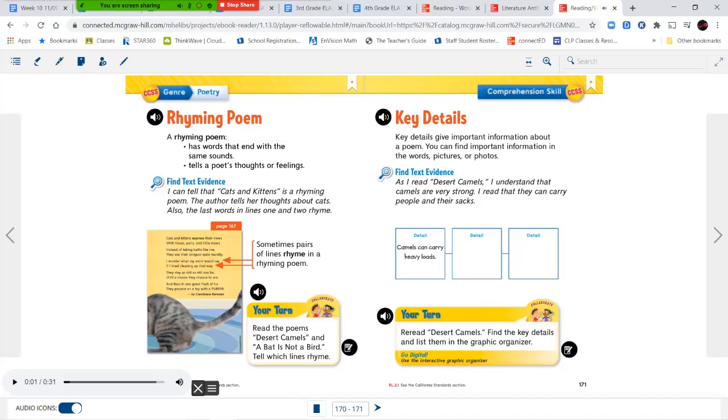Key details. Key details give important information about a poem. You can find important information in the words, pictures, or photos. Find text evidence. As I read Desert Camels, I understand that camels are very strong. I read that they can carry people and their sacks. Graphic organizer. Detail. Camels can carry heavy loads.